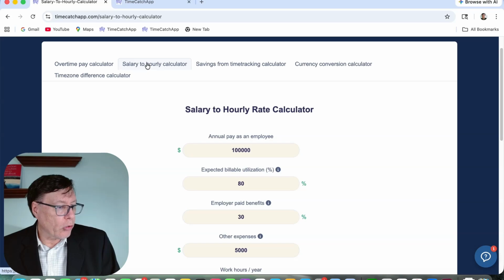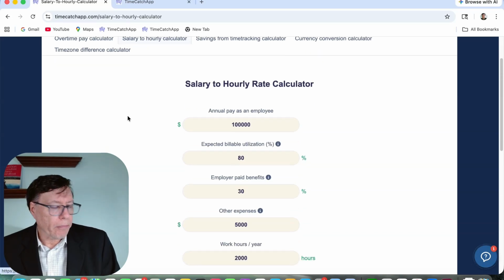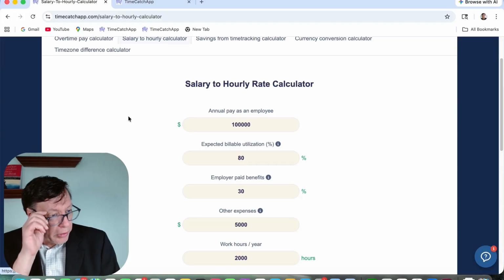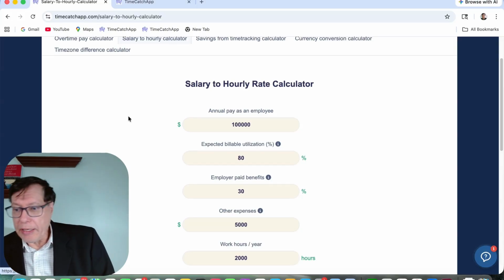But for now, what we want to do is answer the question, how much should I charge? So we're going to go to the salary to hourly calculator. If you are working as a salaried employee, how much would you actually earn doing this? Because that's going to be the basis for your rates.